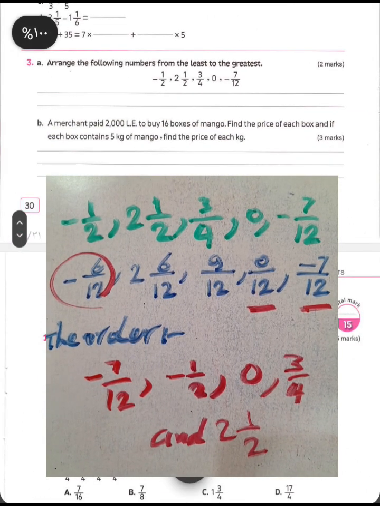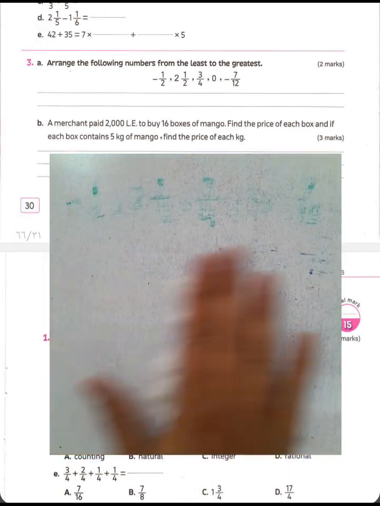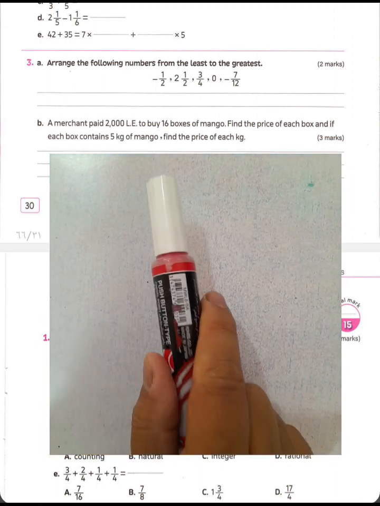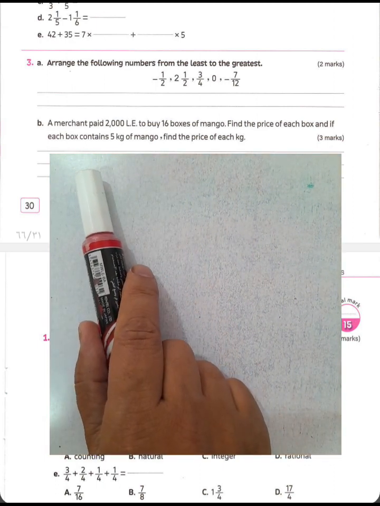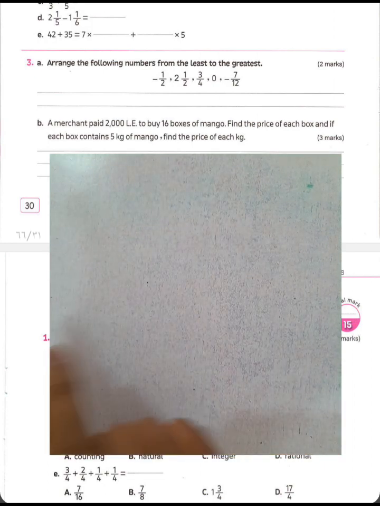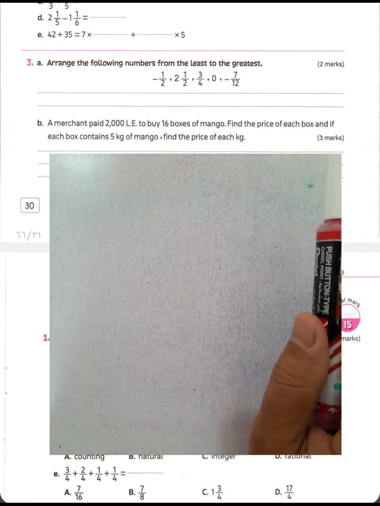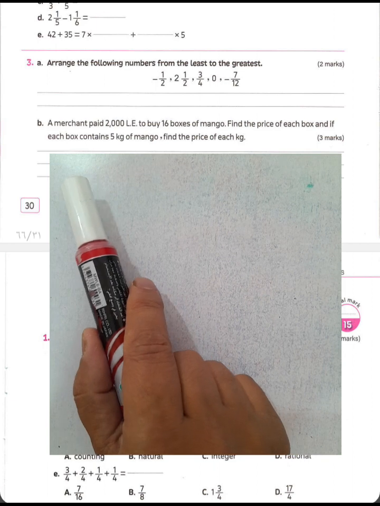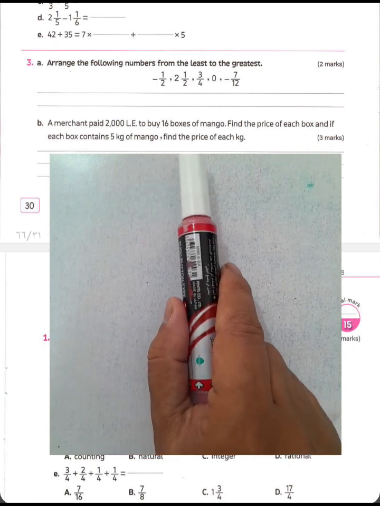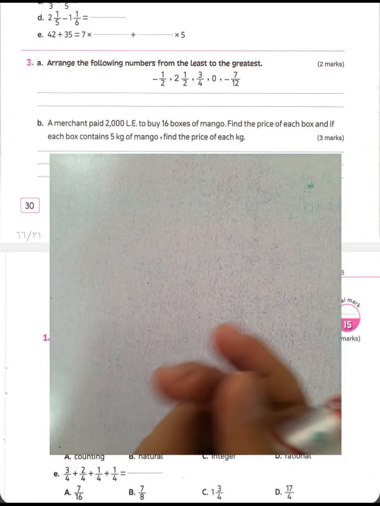Question letter B. Look at here, question letter B. A merchant paid 2,000 lira to buy 16 boxes of mango. Find the price of each box. It's the first question. And the second question, if each box contains 5 kilograms of mango, find the price of each kilogram. First step, in this example, we want to find the price of each box.